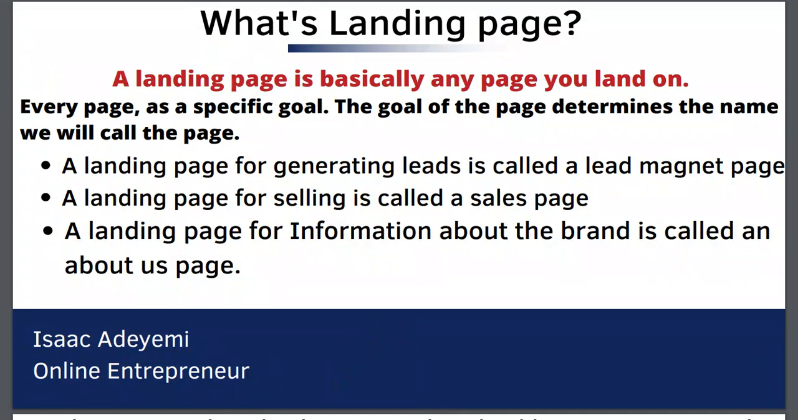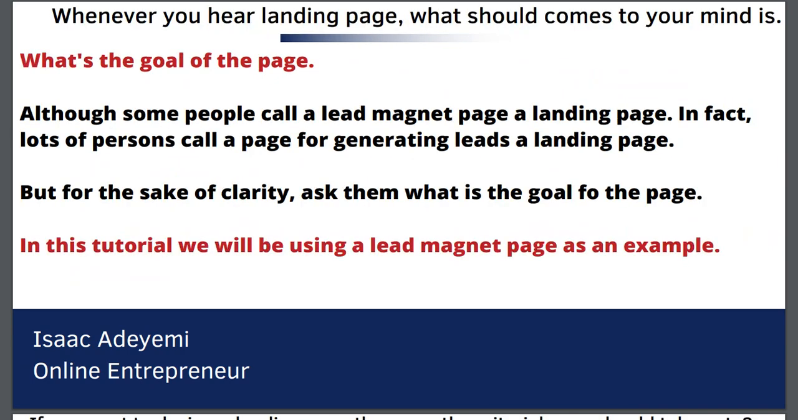And every page has a specific goal. So the goal of the page determines the name that we will call the page. A page for generating leads is called a lead magnet page. A page for selling a product, meant for someone to buy something, is called a sales page. And a page for information about the brand, to know details about the brand, is called an about us page. On and on like that. When you land on a page, we generally know that it's a landing page, but the goal of the page determines the name of that page. So whenever you hear landing page, what should come to your mind is: what is the goal of the page?